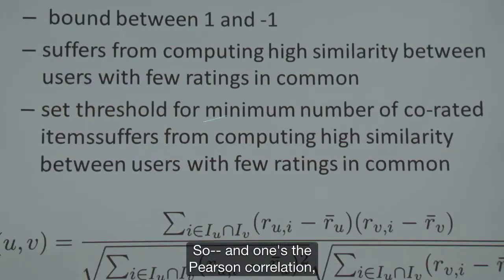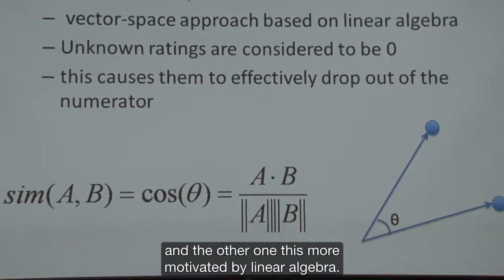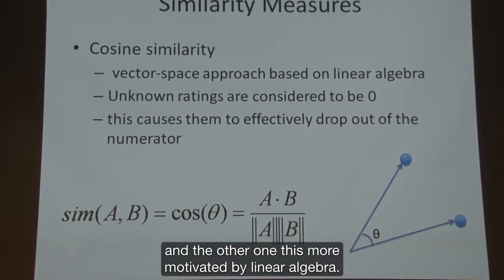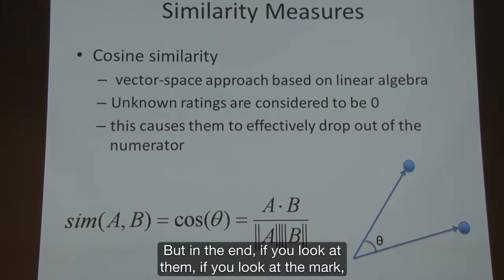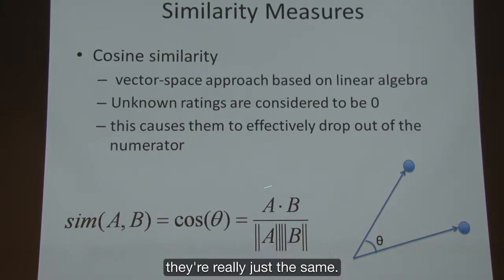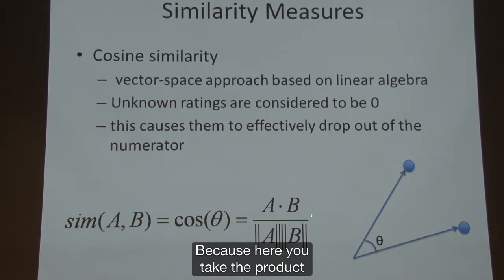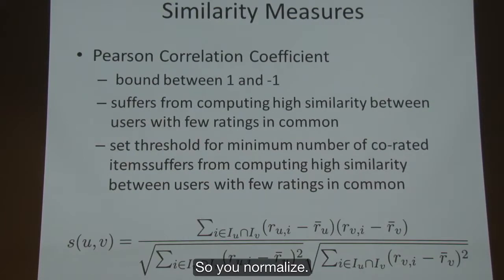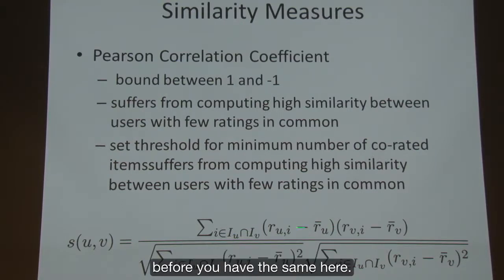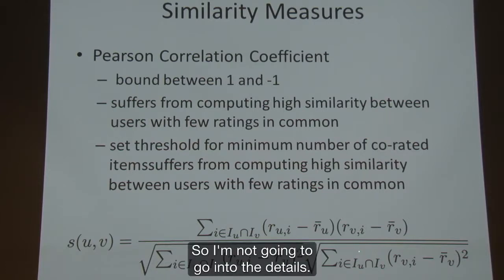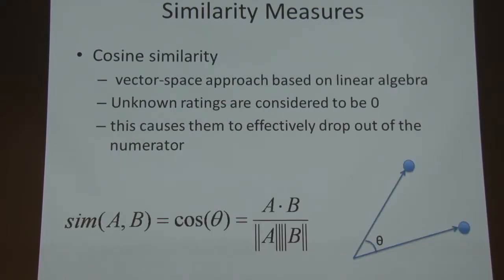So, one is the Pearson correlation, the other one is more motivated by linear algebra, and that's the cosine similarity. But in the end, if you look at the math, they're really just the same, because here you take the product of the two vectors divided by their length, so you normalize. And if you subtract the mean of the vectors before, you have the same here, right? So I'm not going to go into the details. If you want to look at it, it boils down to the same similarity metric.